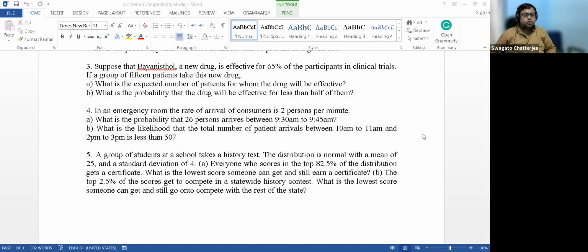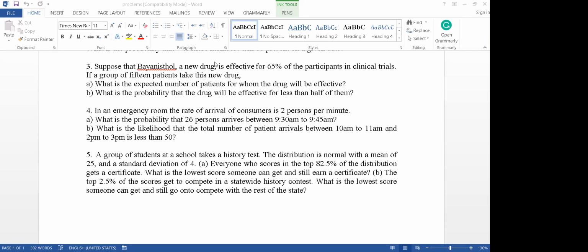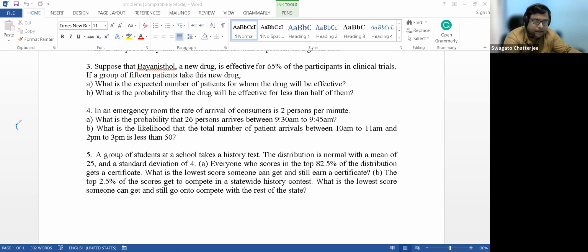So we are not saying 26% out of 100%, or out of some number of people where the maximum possibility is that many people. We are not saying that. That's why it's a Poisson distribution. In the Poisson distribution, what is being asked here is the probability that 26 people will come when lambda is equal to 2 persons per minute. So for 15 minutes, it is 30. You calculate whatever the value is using the formula.